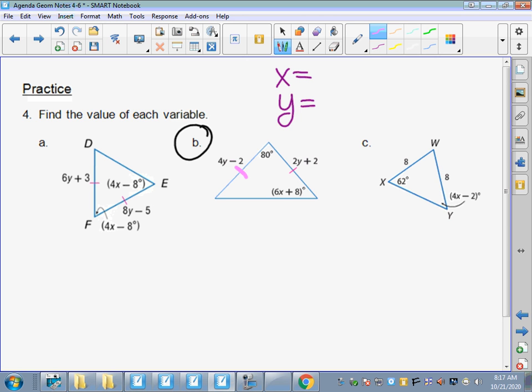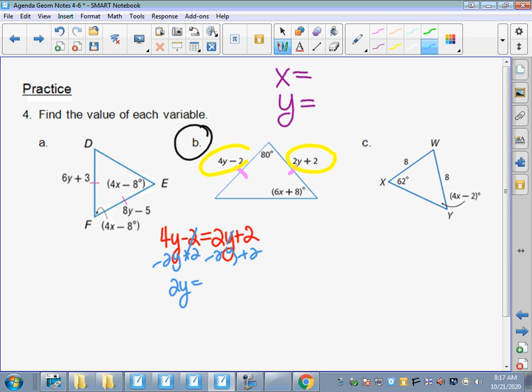So if I've got these two congruent dashes, wouldn't you agree that the 4y minus 2 has to be equal to the 2y plus 2, right? Because it's isosceles, those are congruent. So 4y minus 2 equals 2y plus 2. So let's solve this guy. Subtract 2y from both sides. I'm going to add 2 to both sides. I'm going to get 2y equals 4. Hopefully I did my math right. How do you feel about y equals 2? Does that look about right to you? So easy peasy. The sides are congruent.